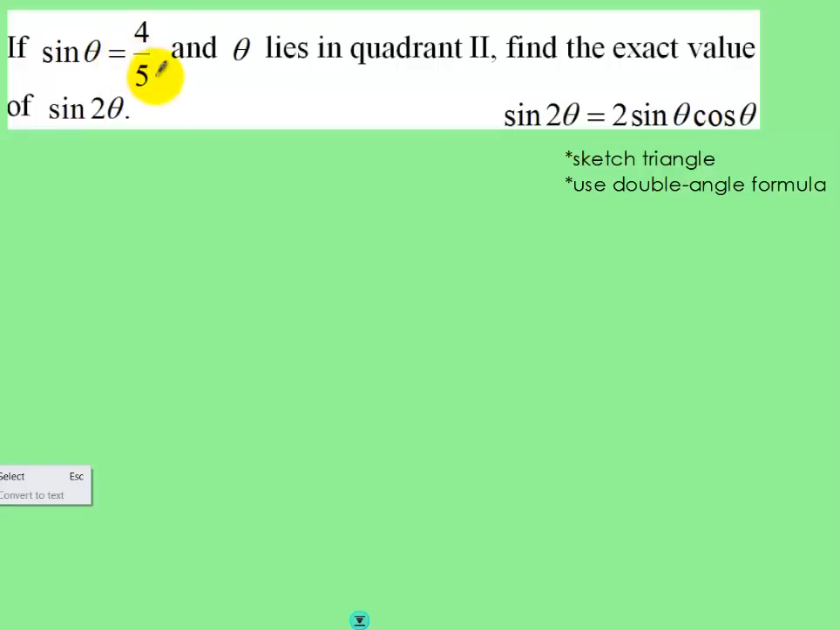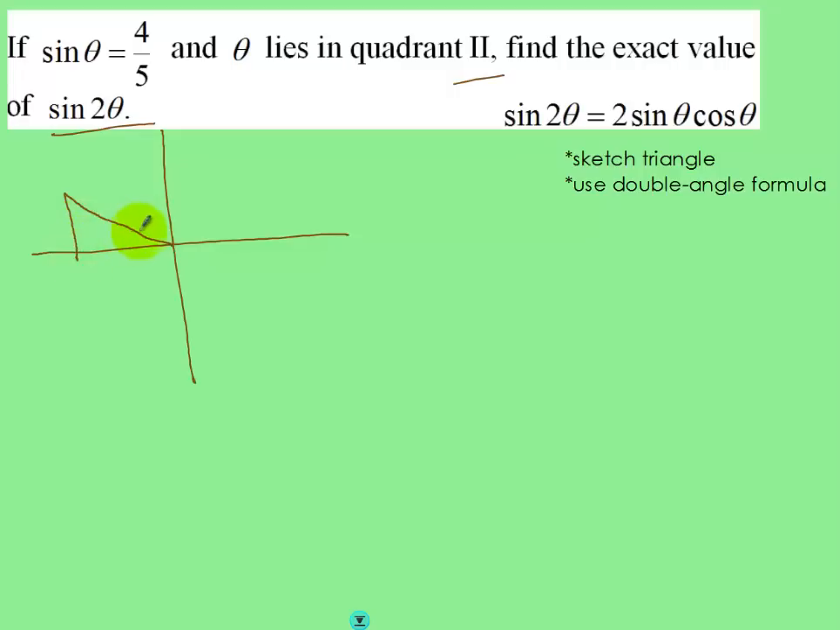If sine of theta equals 4/5 and theta lies in quadrant 2, find the exact value of sine of 2 theta. So the first thing I'm going to do is sketch a triangle. I'm going to draw my perfectly straight axes, and the triangle lies in quadrant 2, so I'm going to sketch it in quadrant 2. And this is going to be theta.